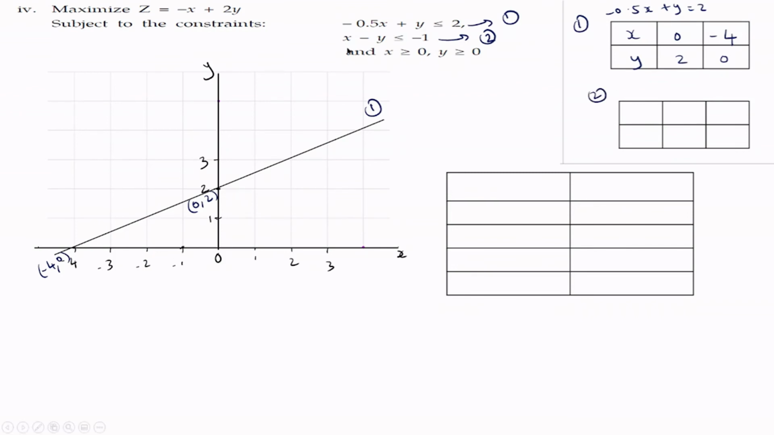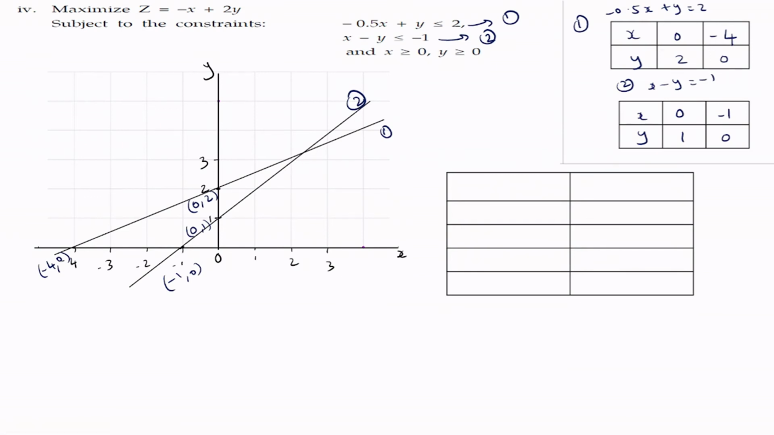Then for the second one, x minus y equal to minus 1. When x is 0, y is 1 and when y is 0, x is minus 1. So this is 0, 1 and this is minus 1, 0. If we draw a line joining these 2 points, we will get the second line. So this is the line minus 0.5x plus y equal to 2 and this is the line x minus y equal to minus 1.